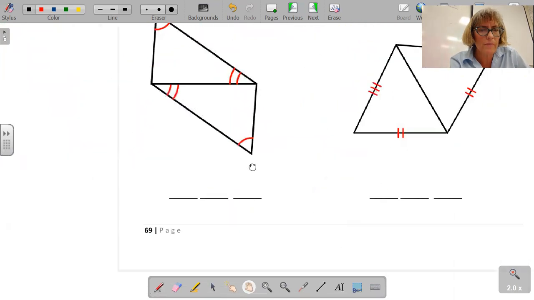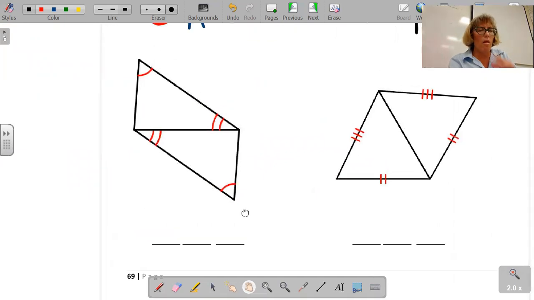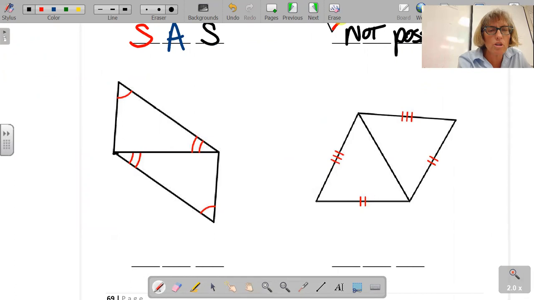Come down here. We're going to start getting a little bit trickier on you. We're going to start by marking the freebie. Our freebie here is the reflexive side. So trace that, S. Look what we got here.